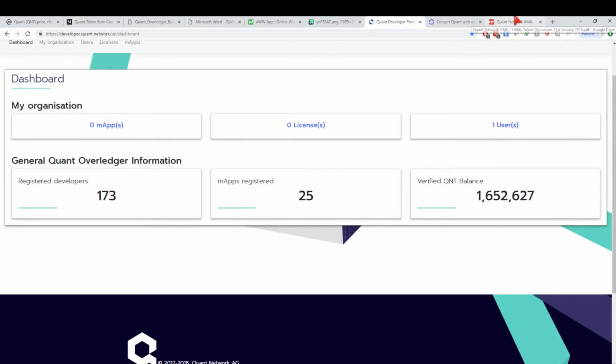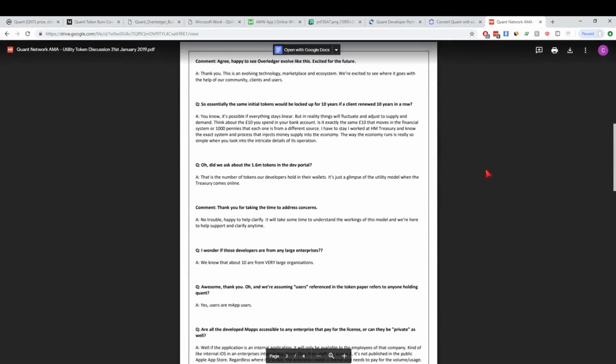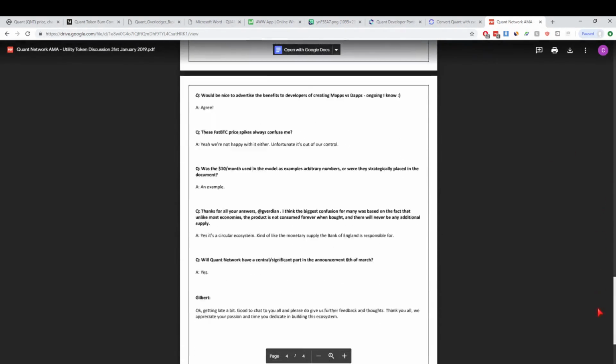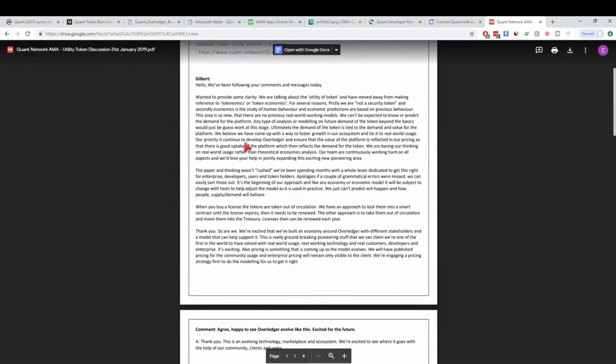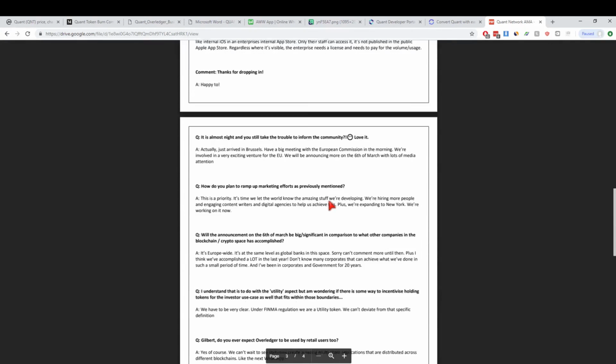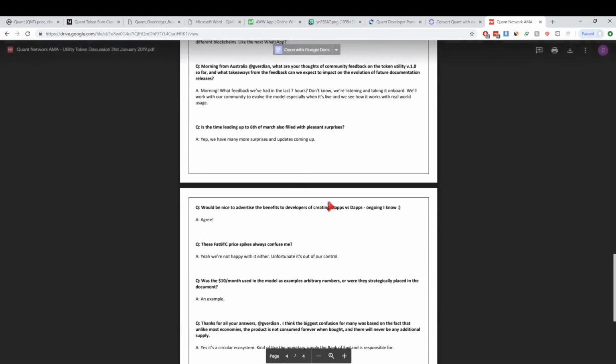Now, this is actually a Quant Network utility discussion, a little document that just shows Gilbert coming into the Telegram to have a chat and answer a few questions about the licensing. It's actually a really good read, and I will link it in the description as well. I think you should just go through it. It's only going to take you a minute or two, but it does answer a lot of these questions.